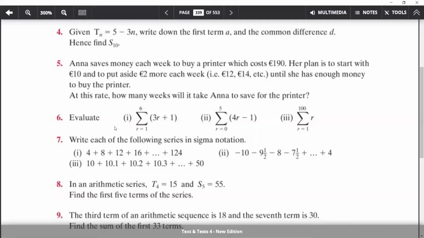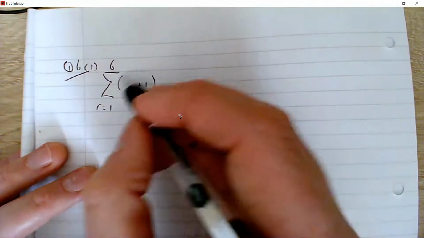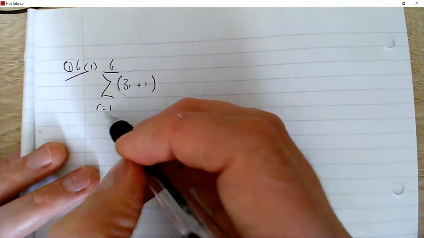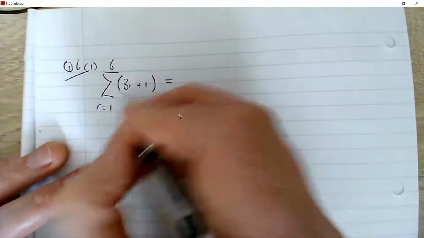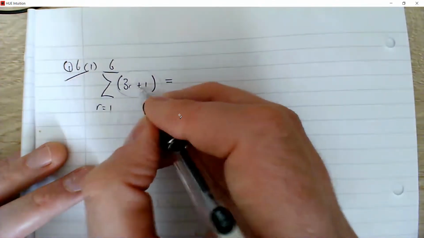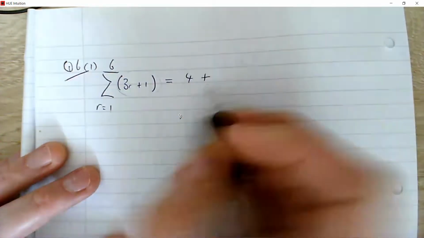So we're looking at question 6 now, and it uses this sigma notation. So we'll just have a look at what that means. The sigma notation means the sum of all of the numbers of this form where r has a value between 1 and 6. So what does that mean? Well, when r is 1, this number is 3 times 1 plus 1. That's 4. And it's the sum of, which means add them together.